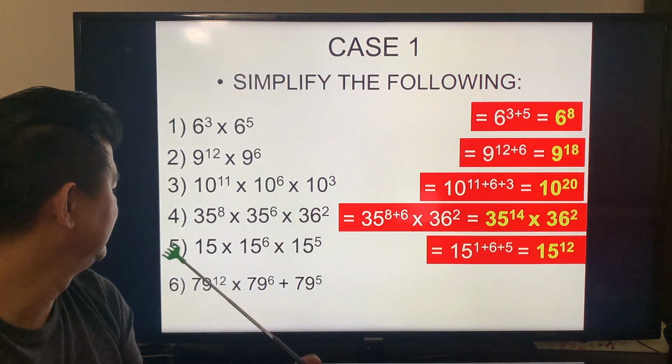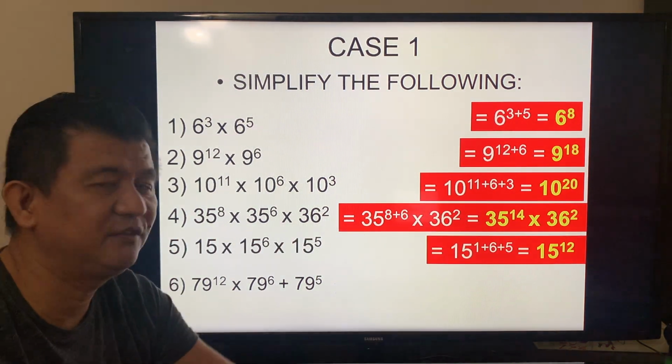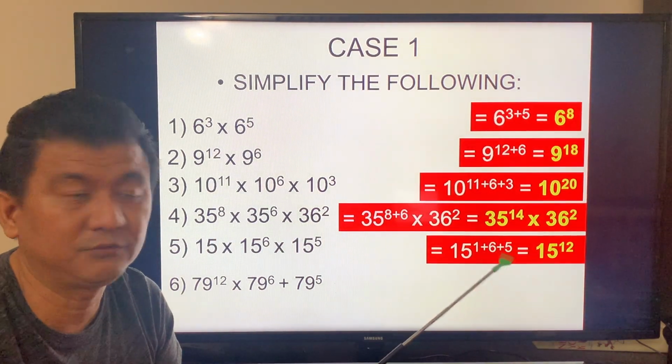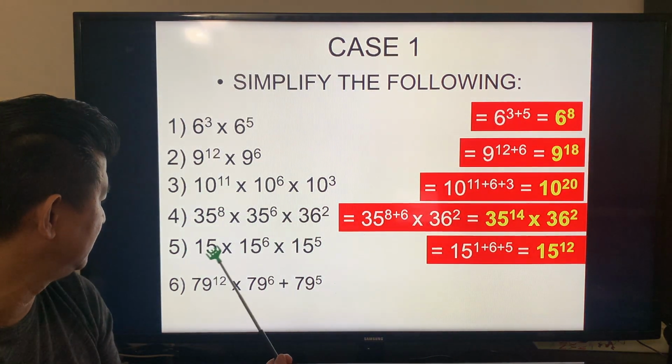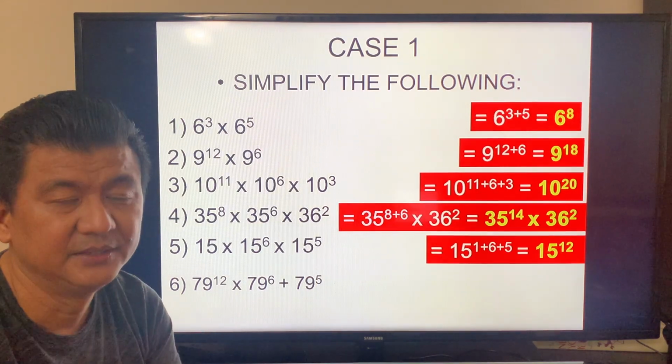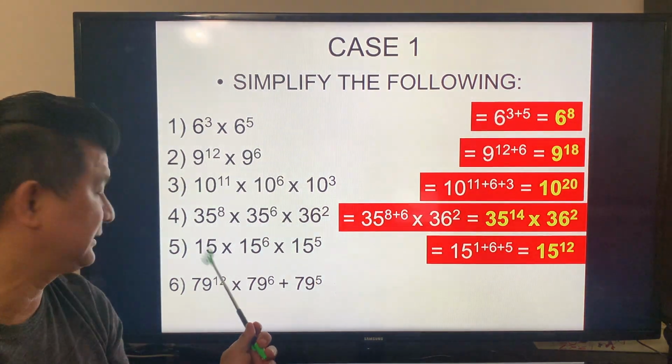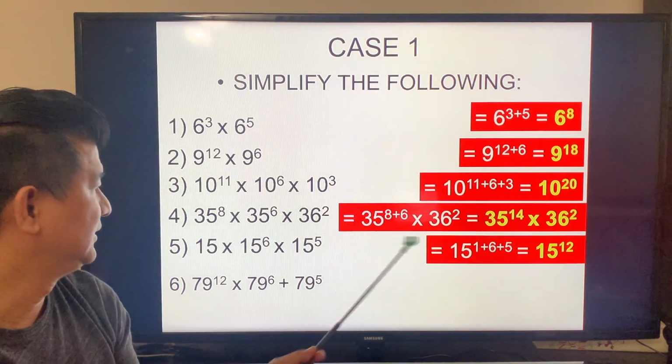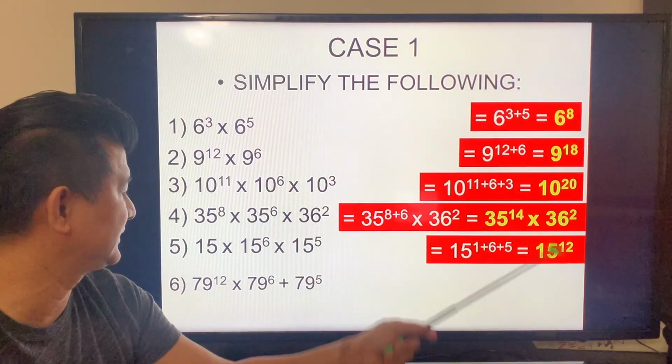All right, next. 15 to the 12th power. Why did it become 12, Ram? Where did you get the other one? Take note. If there's no exponent there, there's a hidden 1. I repeat, if there's no exponent to a base, there's a hidden 1. So you have to add that 1 to the rest.